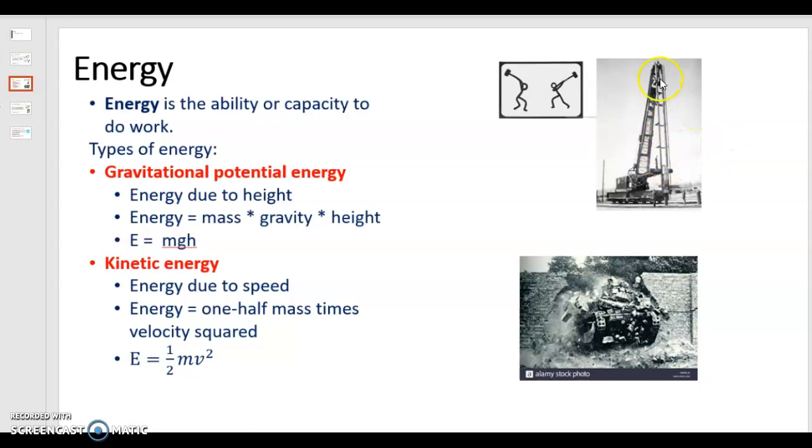Okay, so we say that there's a conversion between gravitational potential energy and kinetic energy, and then the kinetic energy does work on the object, applying a force on the object through a distance, driving it into the ground.